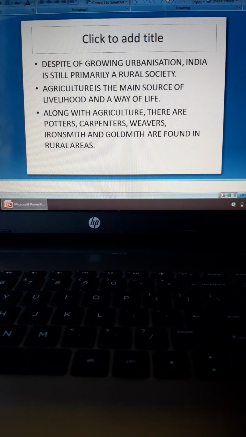So agriculture is not just an occupation. Earlier India was a full-fledged agricultural country. It's not just an occupation, it's a way of life, it's the culture of the people. Along with agriculture, there are potters, carpenters, weavers, ironsmiths and goldsmiths found in the rural areas. So other than agriculture, there are such occupations that exist in rural India.